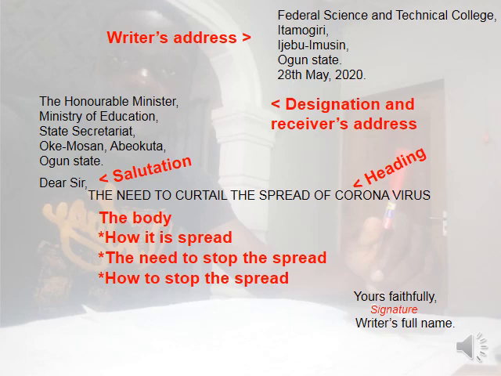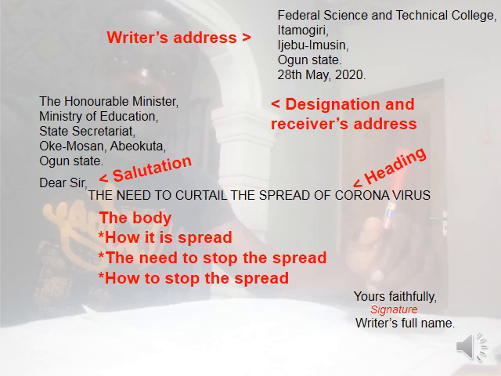You started with the writer's address, Federal Science and Technical College, comma, Itamogiri, comma, Ijebu-Mushin, comma, Ogun State, full stop. Please take note of the punctuation. Don't make punctuation mistakes, because it will be ringed, and that will bring about deduction in your mark.